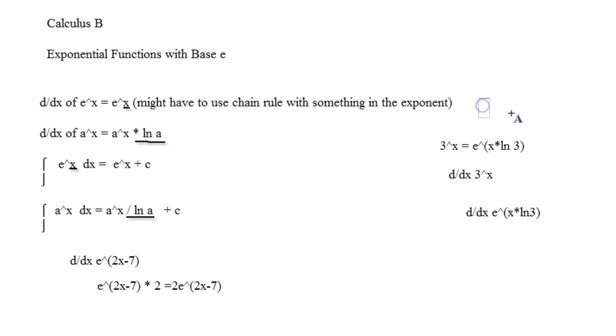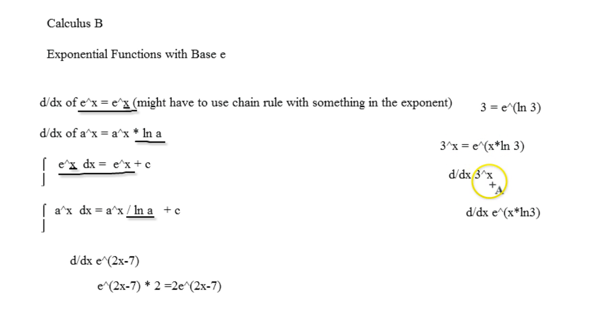Real fast, we're going to use the notion that we can rewrite 3 as e to the natural log of 3. It's just as simple as that. The reason we rewrite it like that is that the integral of e to the x is e to the x, and the derivative of e to the x is e to the x, so that one's pretty easy. Since 3 is equal to e to the natural log of 3, we raise that to the x power. So 3 to the x becomes e to the x times the natural log of 3.